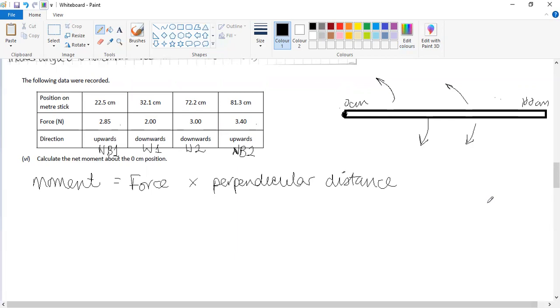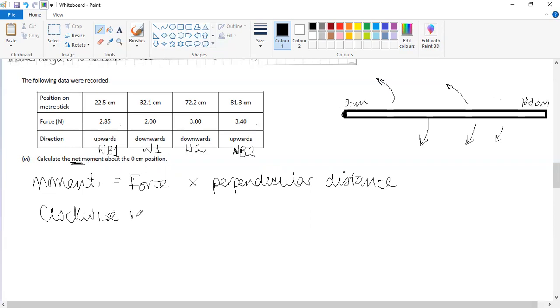So the clockwise moments are the ones coming down. So those are the weights, but also very important not to forget the meter stick. Okay, so we're going to take our clockwise moments, take our anti-clockwise moments, and compare them to get the net moments. The net is kind of like the remainder. Okay, so let's start with clockwise. It doesn't matter if you want to start with anti-clockwise, it doesn't matter at all. I just like the look of that one.